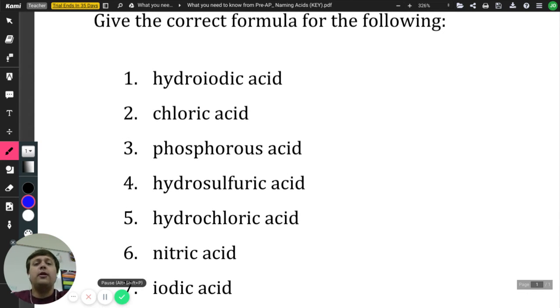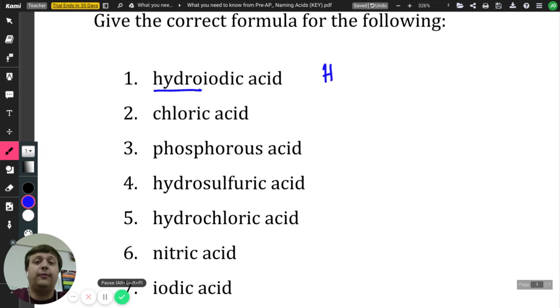So now we're actually going to take the names and convert them in the other direction. So we're going to go from the name to the formula now instead of from the formula to the name. So how do I do this? Well, I look at the name. First off, on this name, I have hydroiodic acid. This starts with hydro. Well, hydro, again, remember, tells me that this is a binary acid. Okay, so since it's a binary acid, I know that it's hydrogen attached to one other element.